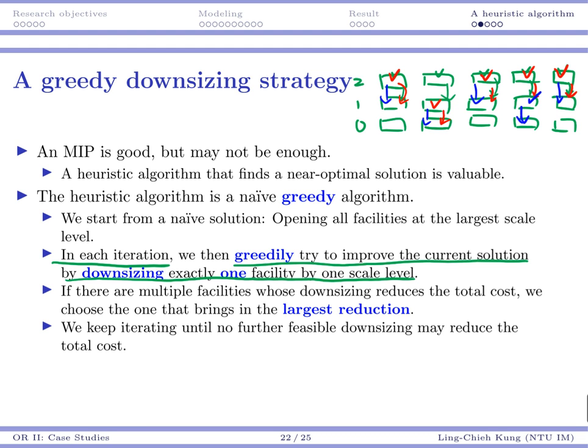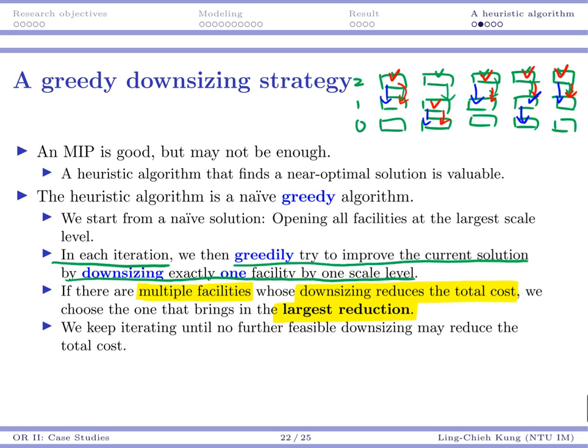So now here comes a question. If there are multiple facilities whose downsizing may reduce the total cost, then we want to choose the one with the largest reduction in cost, right? So then there must be a way for us to do the evaluation. That means once we choose to downsize one facility, we need to have a way to evaluate how to do the customer assignment, how to do engineer allocation, and then we need to estimate the total cost.